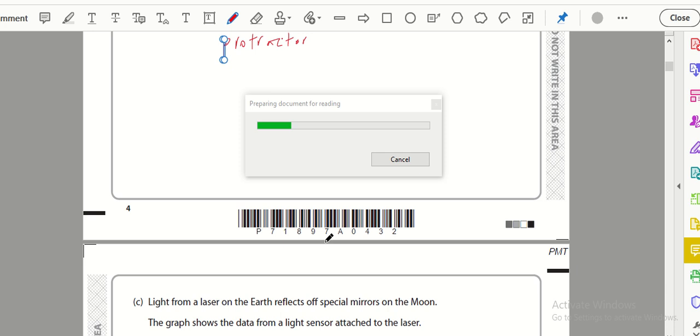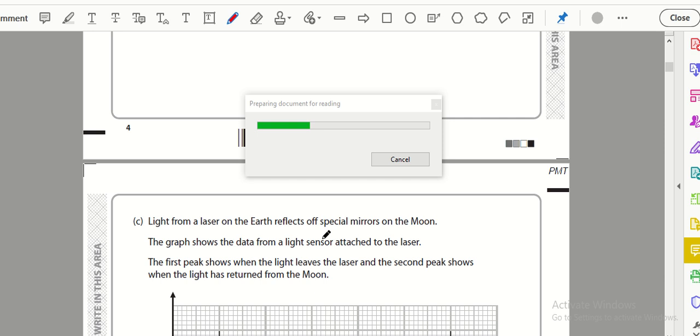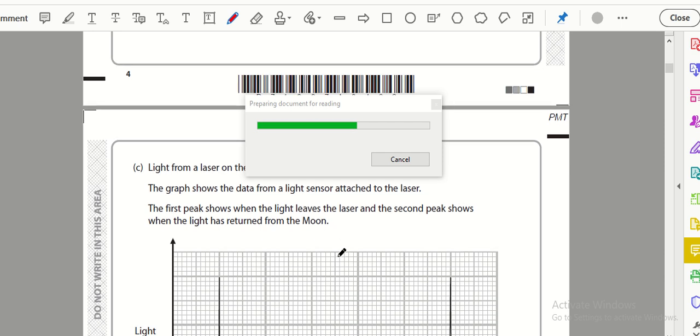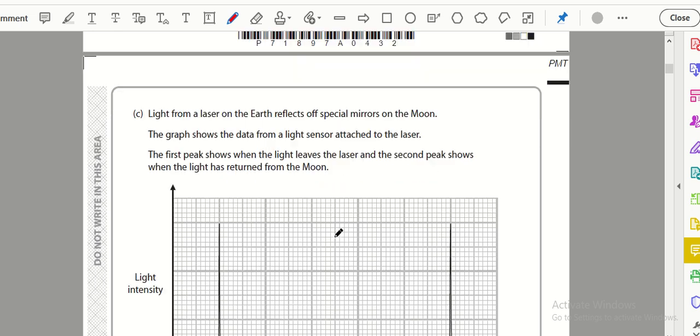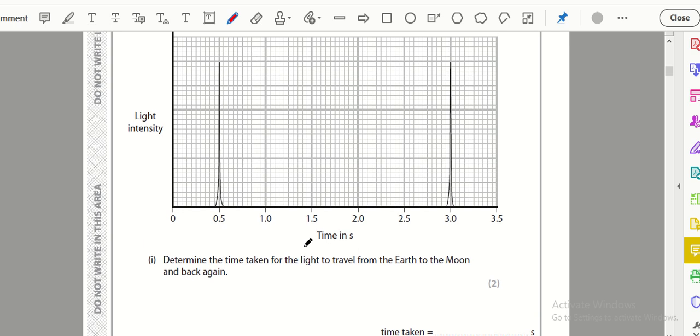Light from a laser on Earth reflects off special mirrors on the Moon. The graph shows data from a light sensor attached to the laser. The first peak shows when light leaves the laser, and the second peak shows when light has returned from the Moon. Determine the time taken for light to travel from Earth to the Moon and back again.